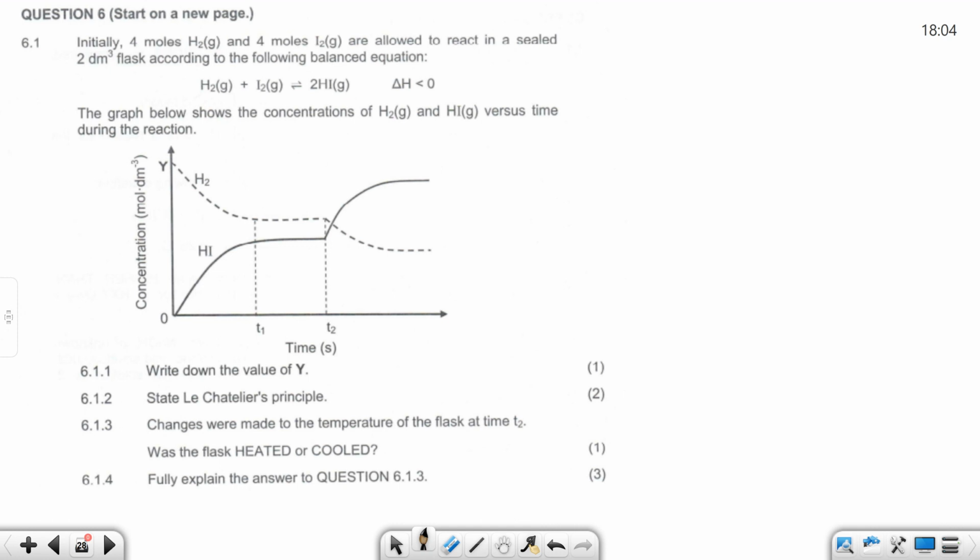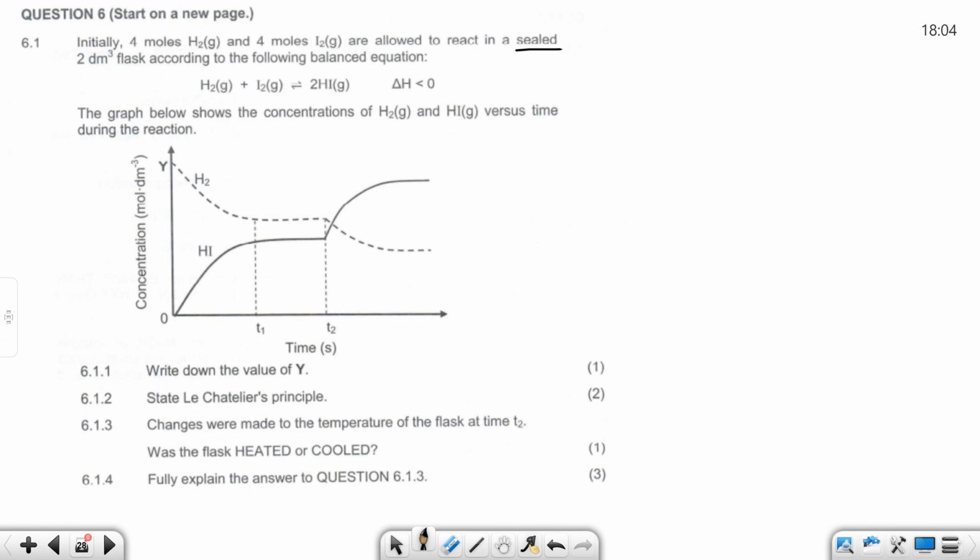Initially, 4 moles of hydrogen and 4 moles of iodine are allowed to react in a sealed 2 dm cube container. Hold on. It must be sealed. You cannot have a chemical equilibrium if it's not sealed. Is that okay? Sealed. It must be closed.